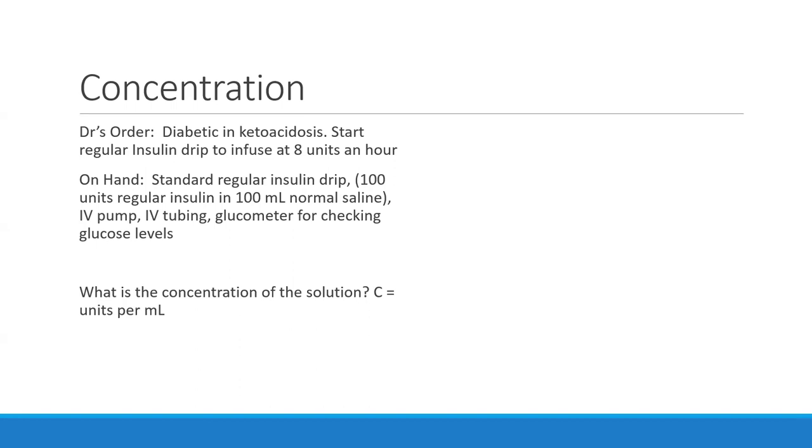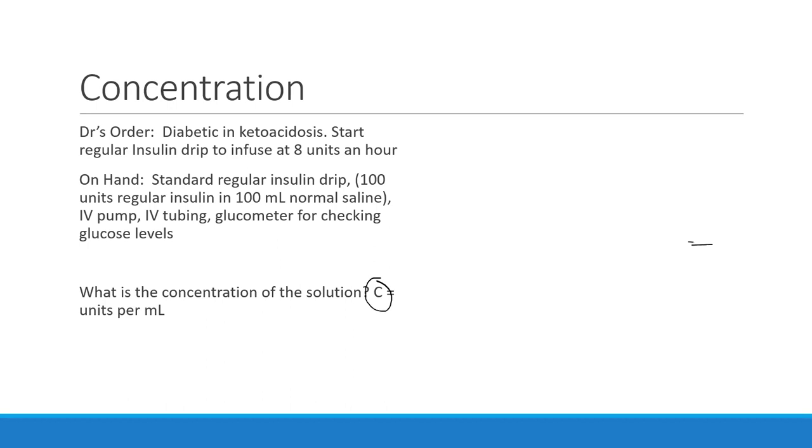Diabetic ketoacidosis. Start regular insulin drip to infuse at 8 units an hour. On hand, standard regular insulin drip, 100 units regular insulin, and 100 mLs normal saline. IV pump, IV tubing, glucometer for checking glucose levels. What is the concentration of the solution? Concentration equals units per mL. So what am I looking for? I'm looking for the concentration.